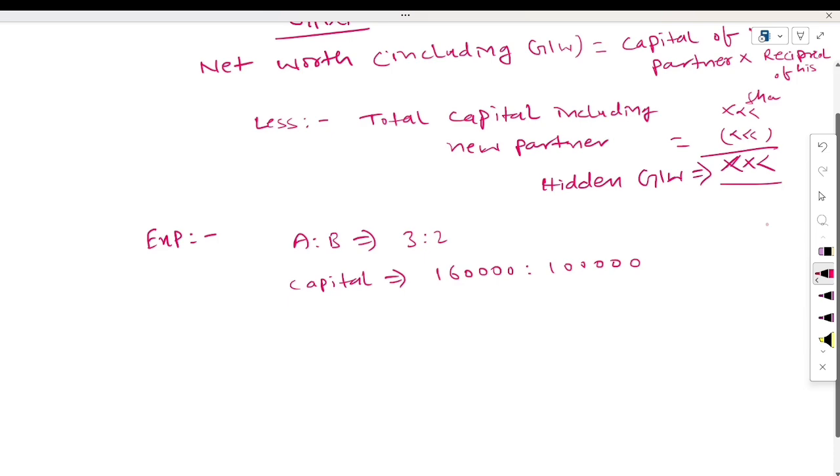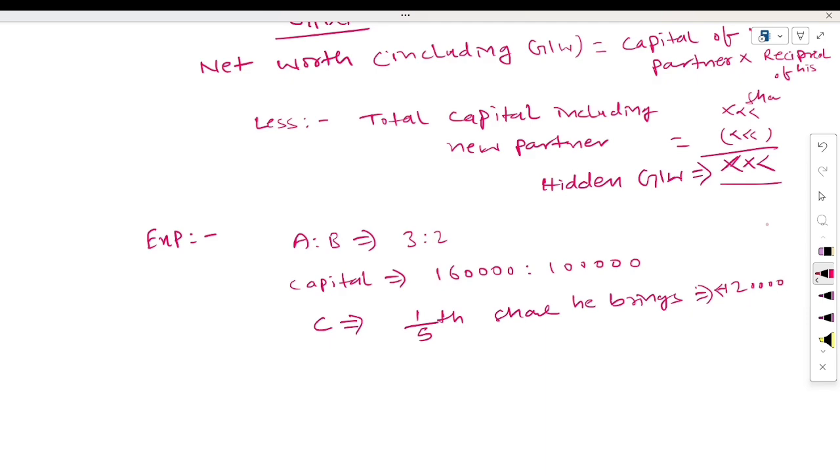Now there is a new partner who wants to enter into your partnership business, whose name is C, for 1/5 share, and he brings capital of rupees 1,20,000. Now you have to calculate the value of goodwill and pass the necessary general entries for the adjustment of goodwill also.